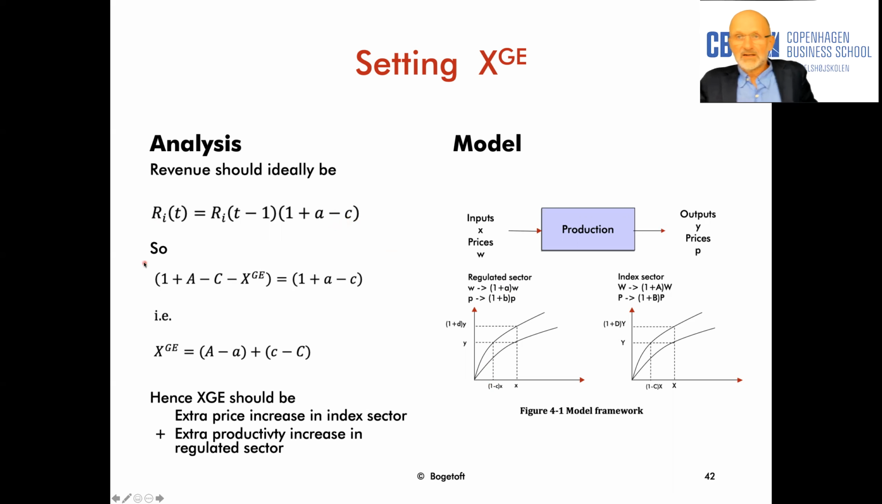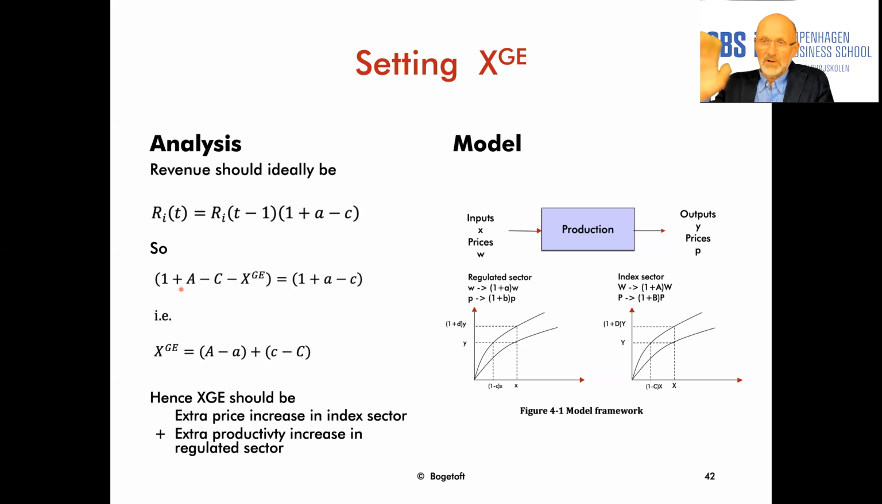And now remember that, assuming a competitive industry, the output prices will change by how the input prices are changing minus how the productivity of this competitive industry is changing. And because of competition, these firms are going to shift all the productivity gains to the consumers, basically, because otherwise they can't sell their products. So assuming perfect competition in this index sector, the output prices in the index sector are going to change with capital A minus capital C.